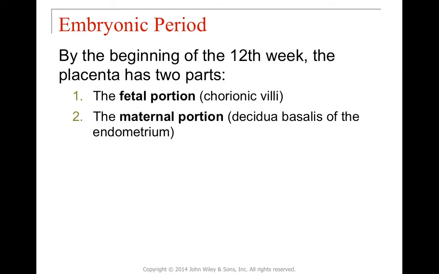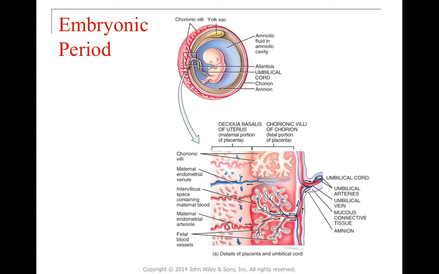And the fetal portion is going to be what I just showed you with the chorionic villi that extend out and are going to be able to pick up things or exchange wastes. And the maternal portion is going to be from the decidua basalis of the endometrium. And we talked about that when we talked about those sinusoids that were being created and how they were going to be leaky. So this is kind of what that looks like.